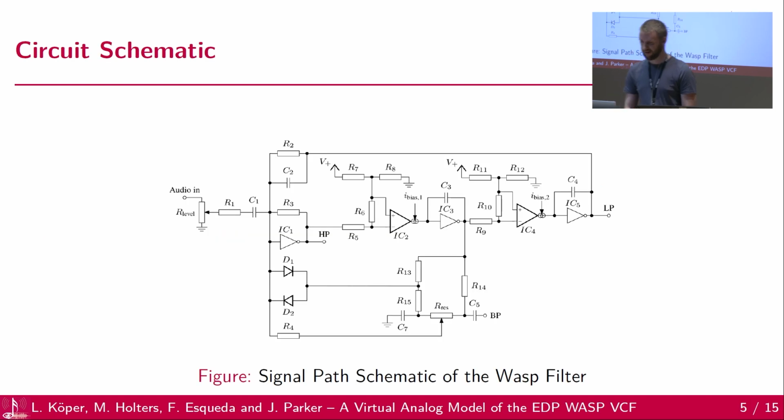Okay, then let's take a brief look at the circuit schematic. This is only the signal path, so there's also a part about the bias generation and so on. So we can see the building blocks from the slide before. So this is the first integrator consisting of OTA and followed up by a CMOS inverter, and then we have a second integrator block here, and we see we have a feedback path here and the feedback network here.